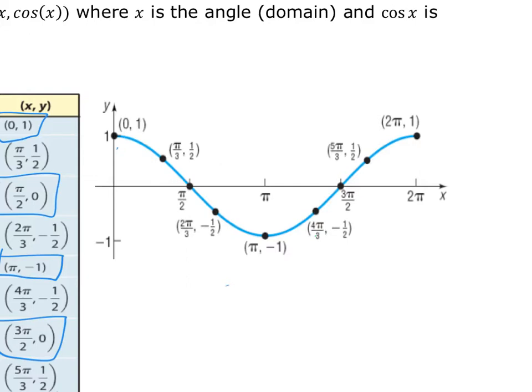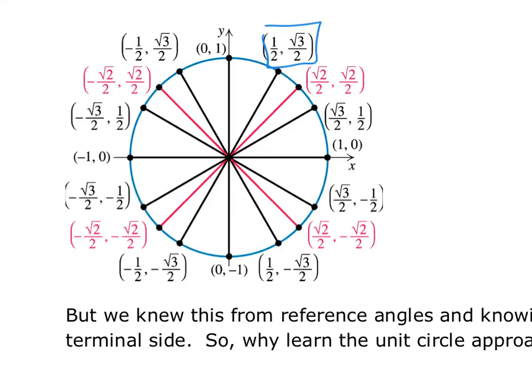So the question is, where are these outputs coming from? Can I go back to the unit circle? Okay. So let's go back to our unit circle up here. As I'm looking at my unit circle here, I am going to just focus on the x values for the cosine, right?